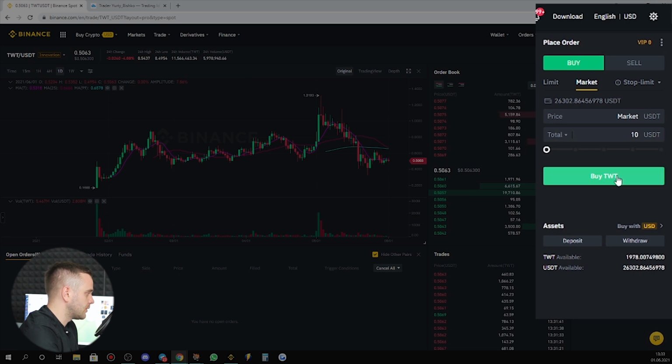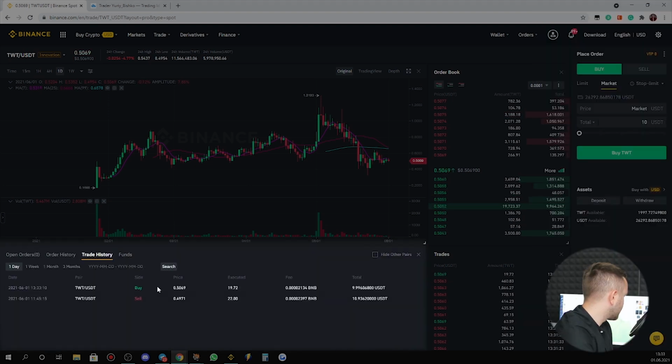Take a look at the trade history. We just bought 1,972 coins. As you can see, the total cost is 9.9960 USDT.